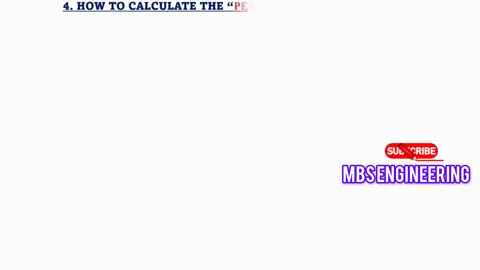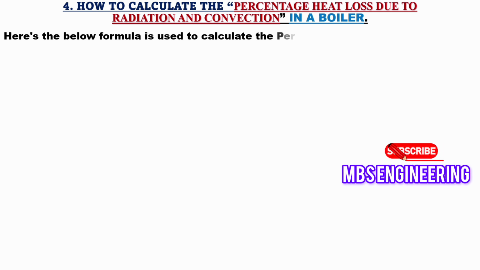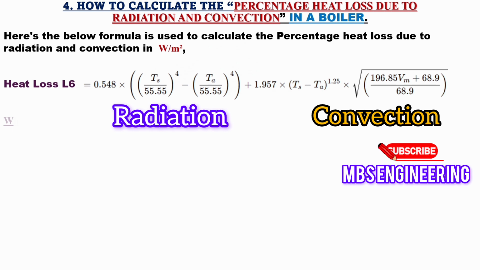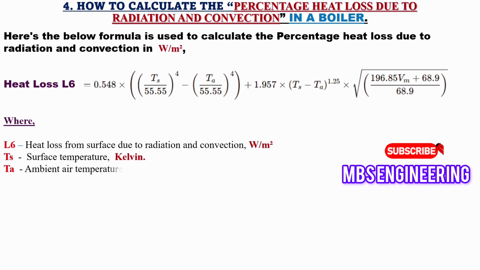Next, we will learn and understand how to calculate the heat loss due to radiation and convection in a boiler. The formula below is used to calculate the heat loss due to radiation and convection in watt per meter square. Heat loss L6 is equal to the sum of the radiation heat loss plus convection heat loss, where L6 is heat loss from surface due to radiation and convection in watt per meter squared. Ts is the surface temperature in Kelvin. Ta is the ambient air temperature in Kelvin. Vm is the wind velocity in meters per second.